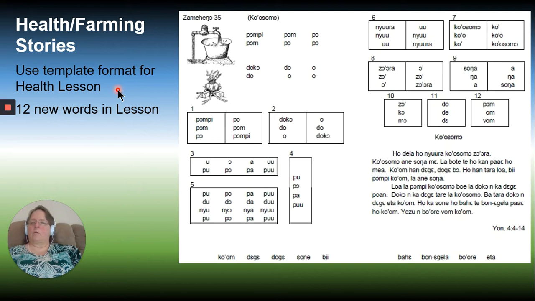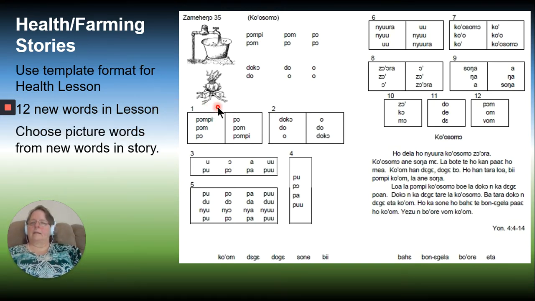There's supposed to be up to 12 new words in the lesson. Sometimes you'll have a few more, but we're looking at the possibility of 12. As we mentioned, you're going to choose your picture words from the new words in the story, based on those suggested picture words, to give meaning to the story. In this case, they've got the word for the tap and a pot on the fire, or boiling, I think is maybe what their word is. And so you're going to have those two words.